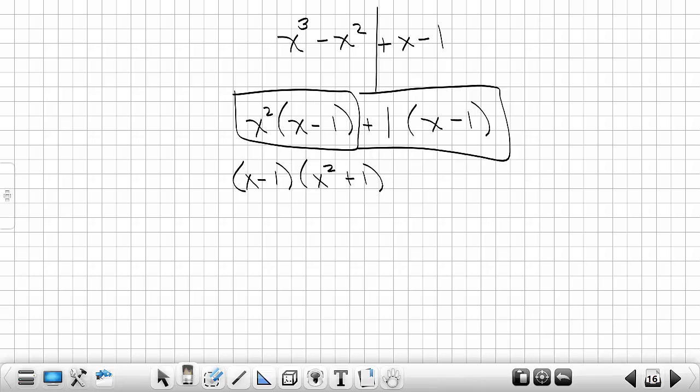Wait, did I write that down? Oh, I did not write that down. So you just took out the 2 x factors, the other 2 x out, so it equals 1, and then x was left from the x cubed.